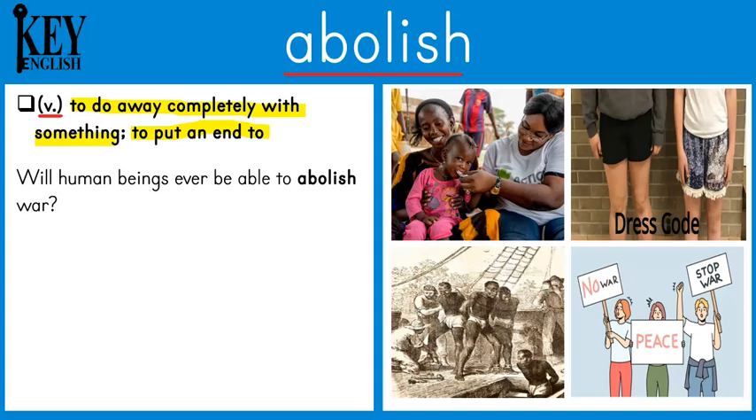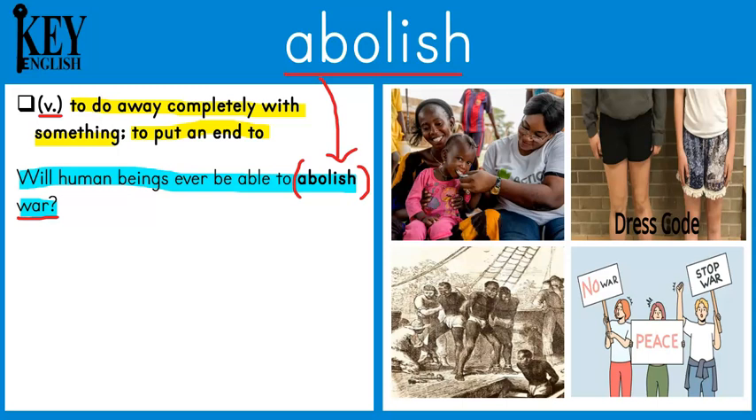those things should end. The example sentence says, "Will human beings ever be able to abolish war?" So, of course, war is a terrible thing, and most people think that we should end wars so they should never happen again. If that's something that you think, you can use this word abolish to explain that you think they should be over with, they should never exist again.